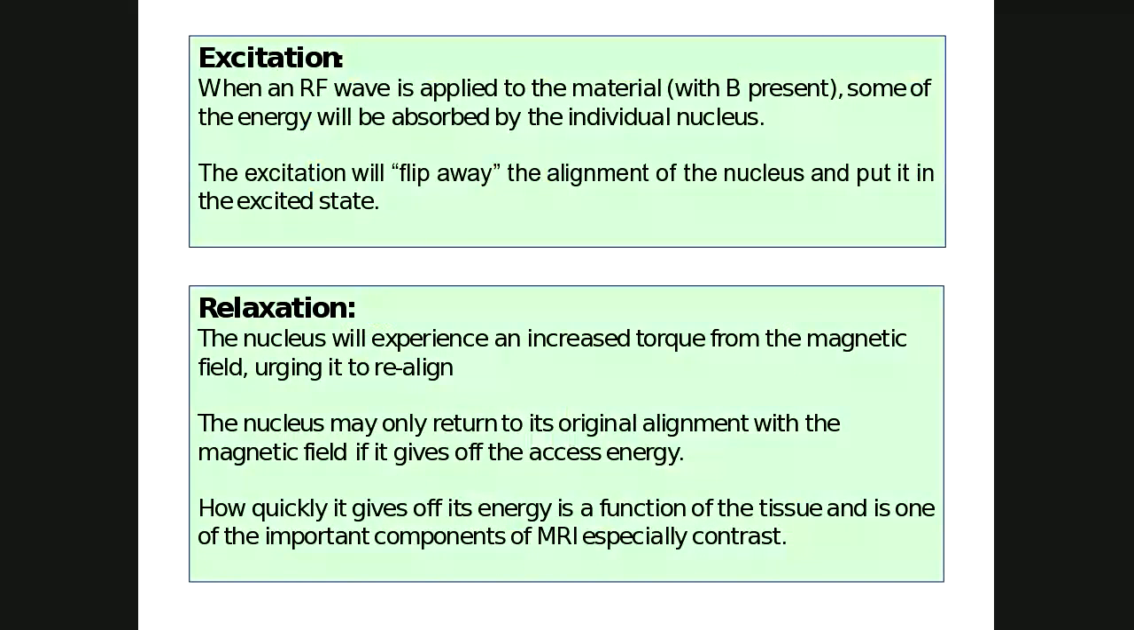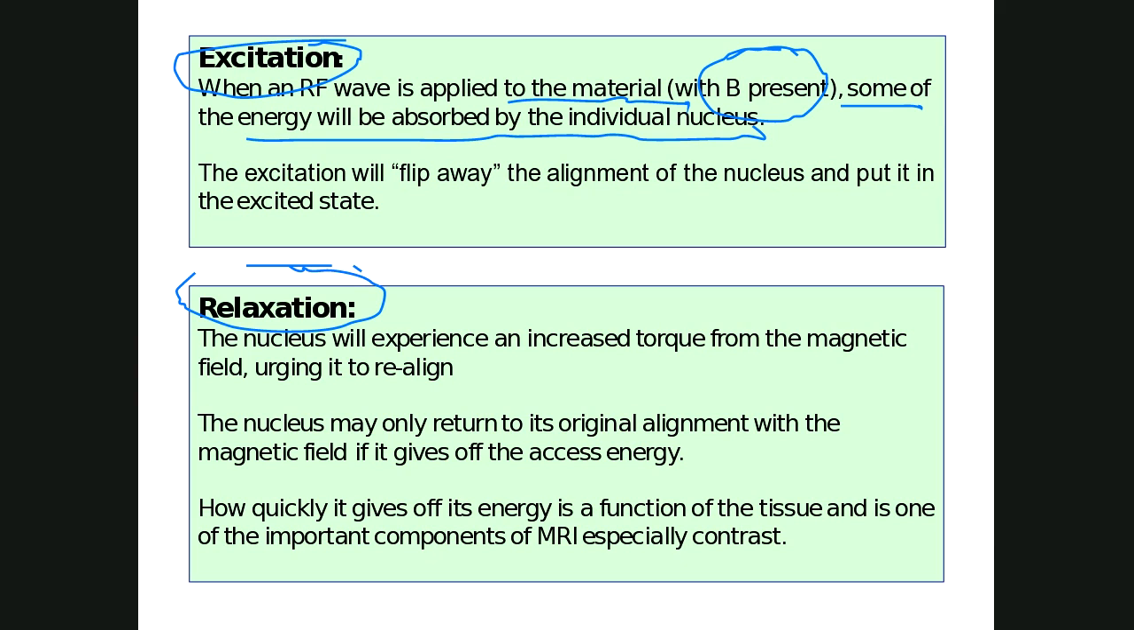Again, I'll come to that. Let me just talk about excitation versus relaxation, and then I'll go back and summarize. Excitation: when the RF wave is applied to the material in the presence of the magnetic field, some of the energy will be absorbed by the individual nucleus. The excitation will flip away the alignment of the nucleus and put it in the excited state.